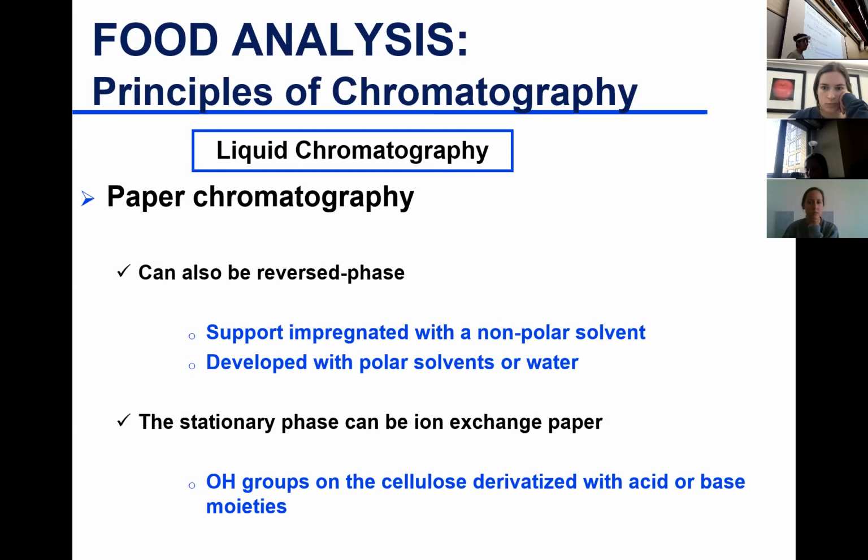Stationary phase can be ion exchange too. So, you know, we say it's cellulose and cellulose has OH groups, right? It's made up of glucose and glucose has OH groups. So these OH groups can be chemically derivatized to carry a functional group that has a charge, an acid or a base group that carries a charge. Then you can separate based on the charge of your molecules, and hence the ion exchange.